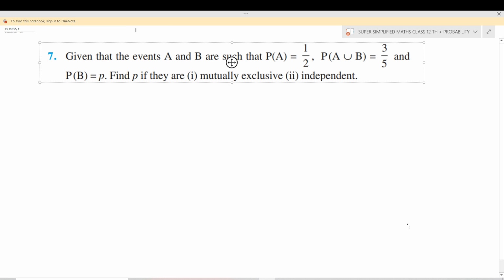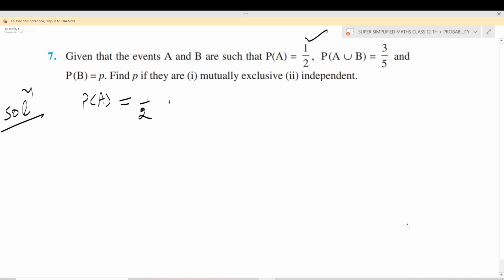We have already discussed the important questions from 1 to 6 of exercise 13.2, and here we have question number 7. This question says that A and B are two events such that the probability of happening of A is 1 by 2, the probability of happening of B is some unknown constant P, and the probability of happening of A union B is 3 by 5. So we have to find the value of this P.